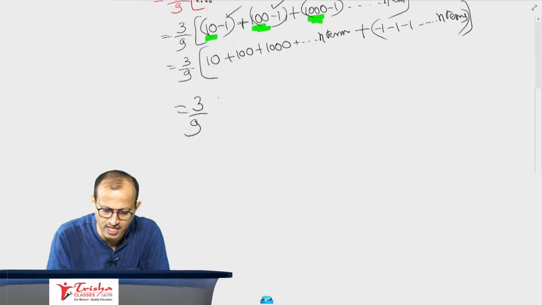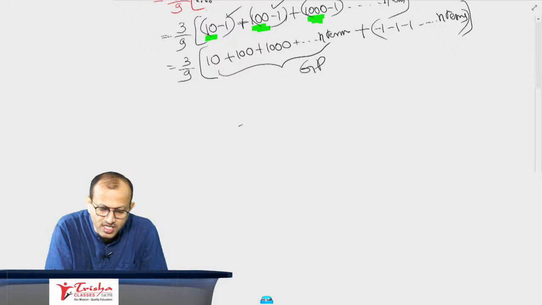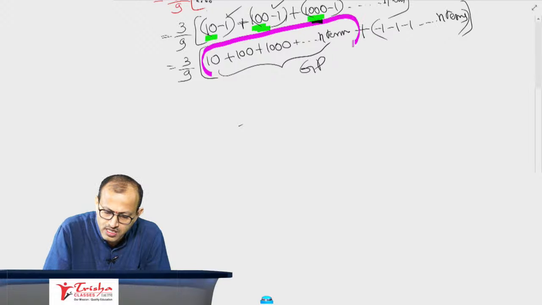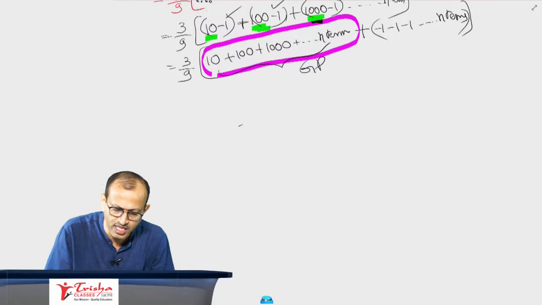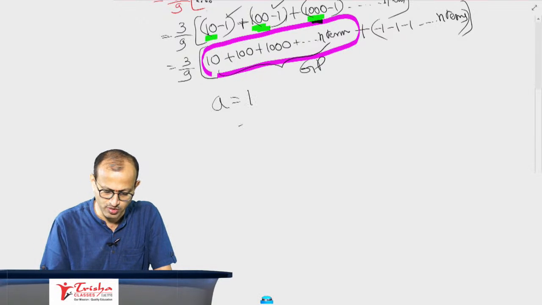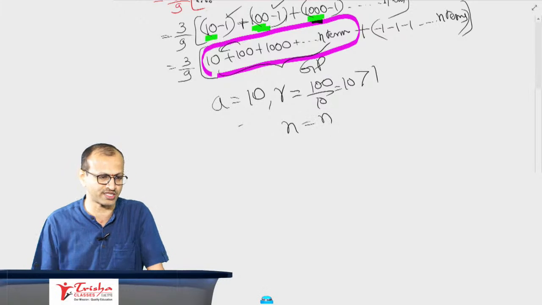3 by 9, you know this is in GP. Can you tell me what is A in that, 10, 100, 1000? I will mark like this. It is in GP. Can all of you tell me, what is A in this GP? What is A? Small letter a. 10. Super. What is r? Ratio is 100 by 10, which is equal to 10 and greater than 1. And what about n? n is n only, up to n terms.